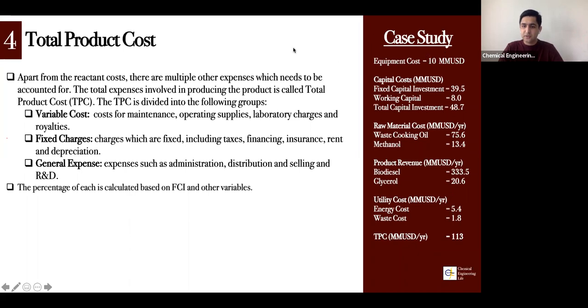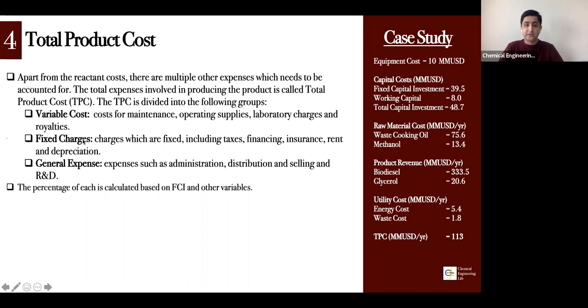So if you can see on the screen right here, our raw material costed around 88 million. Our utilities were around 7 million. So if you add them together, you have around 95 million dollars per year as the sum of utility cost and the raw material cost. But doing all the other calculations, our TPC ended up being $113 million per year. So that means the additional 20 million that came on top of it came from all the other expenses that we have talked about here.